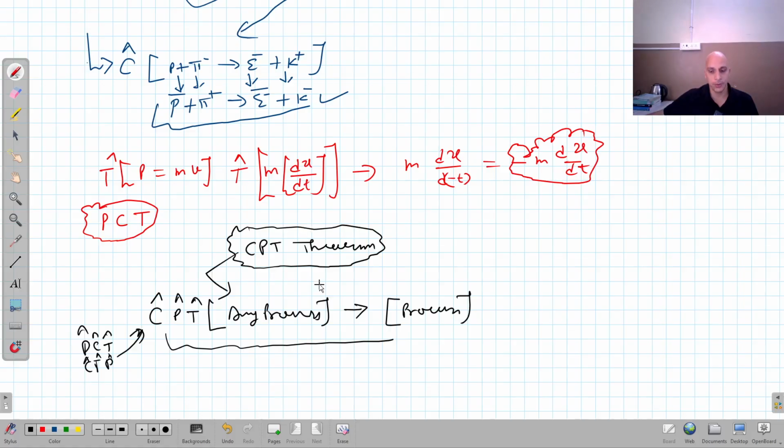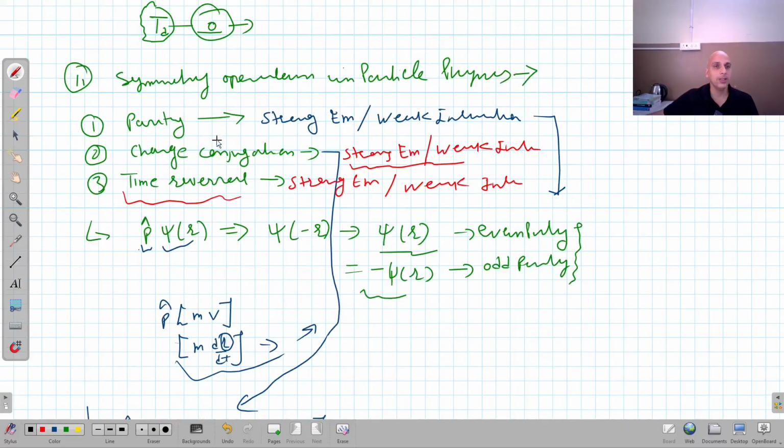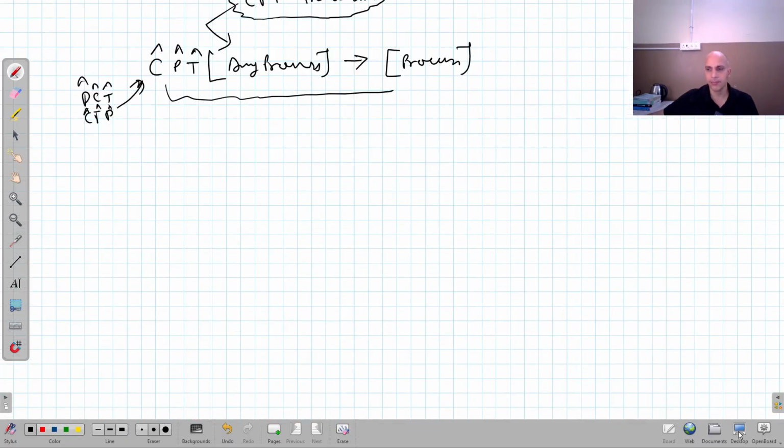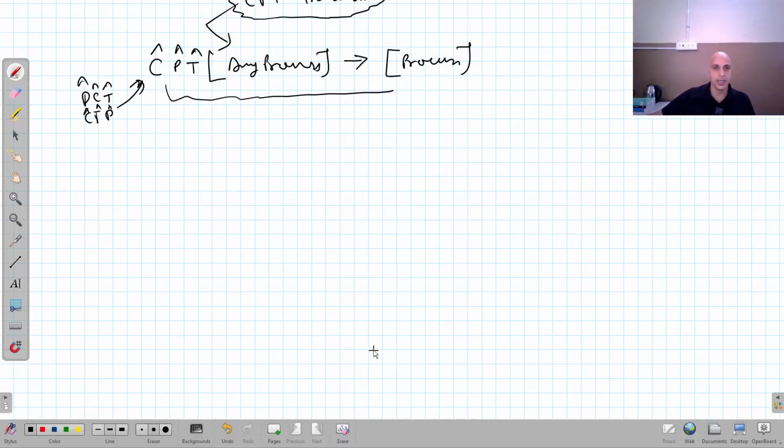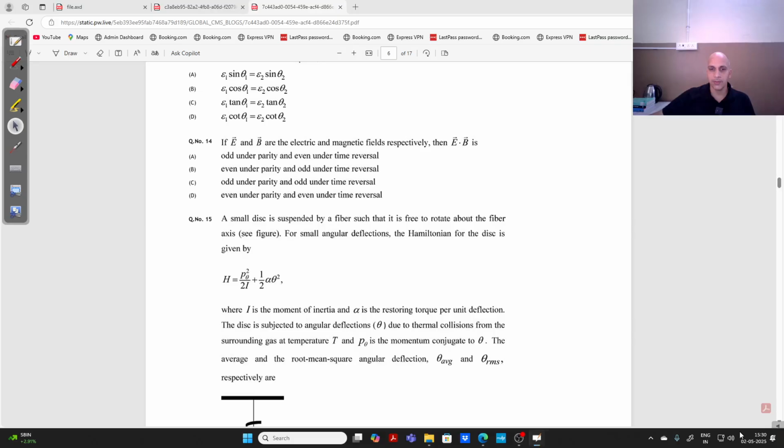Now I'm going to take up some questions that are asked from these symmetry operations in particle physics. So I'm coming to the first question. You can see here, the question is: if E and B are electric and magnetic field respectively, then E dot B is odd under parity and even under time reversal. Different options are given.